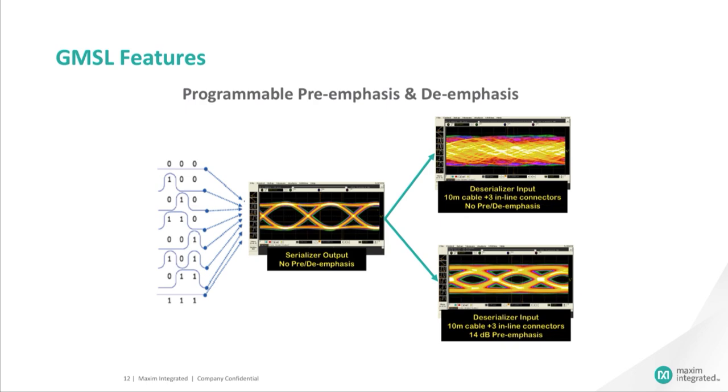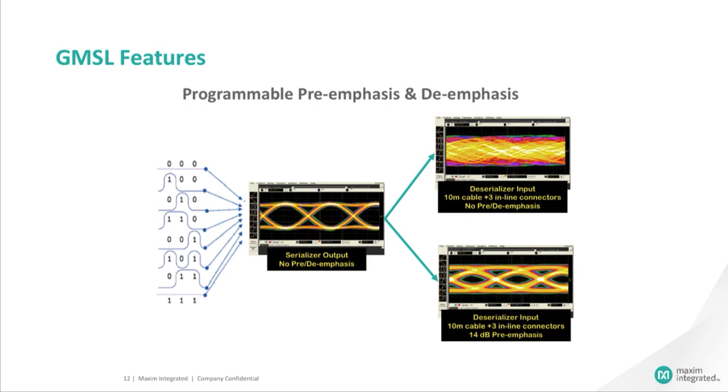To reduce EMI, one consideration is to first set the de-emphasis setting on the serializer side. After the de-emphasis setting is set, applications over 10 meters may require setting pre-emphasis.